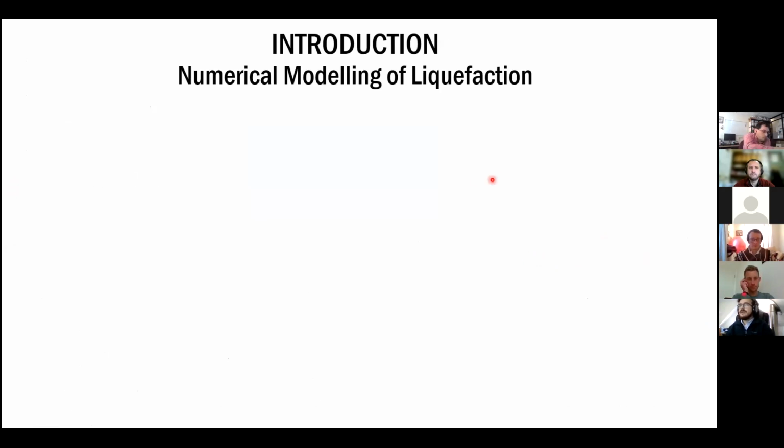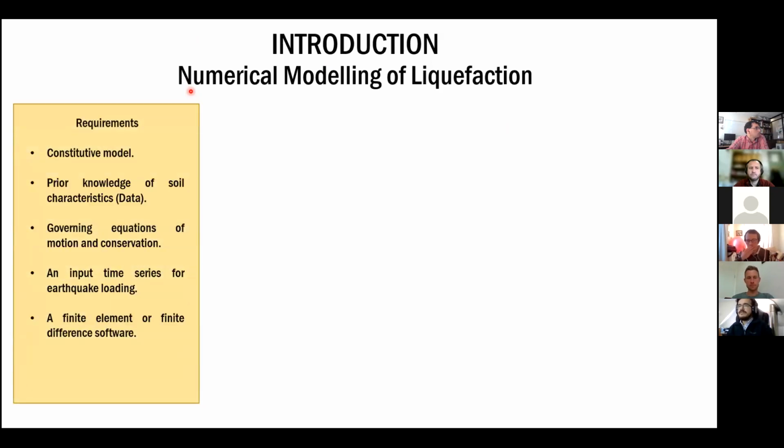So, how do we want to tackle the problem of liquefaction in this research? A way to tackle the liquefaction problem is using numerical modeling, in which a site response analysis of a potentially liquefiable soil is performed. The requirements are, we need a constitutive model that can deal with the stress and strain relationship of the soil media.